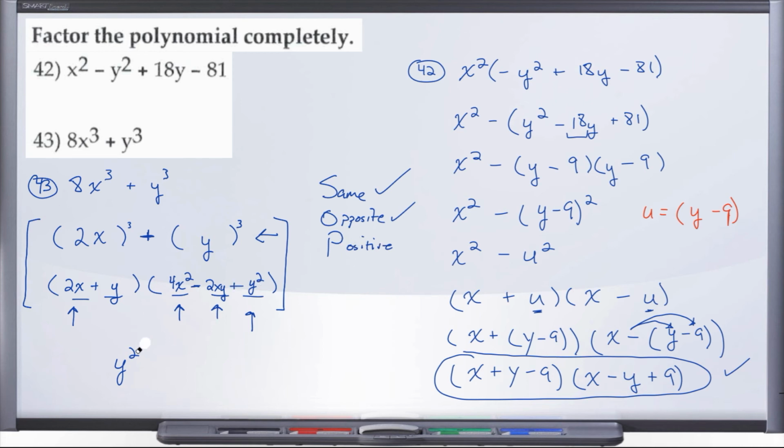And so our cube polynomial here, our final answer when it's factored, is 2x plus y, 4x squared minus 2xy plus y squared.